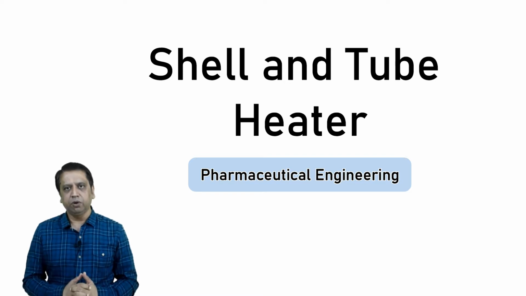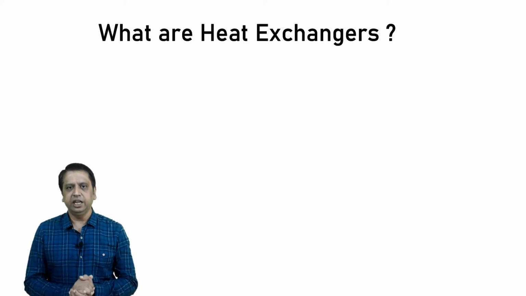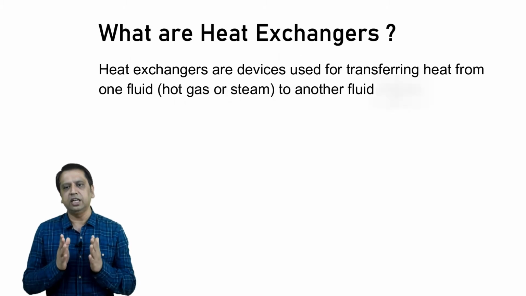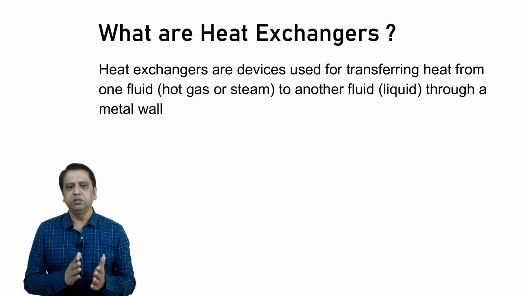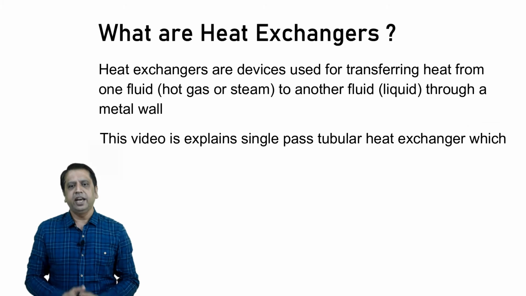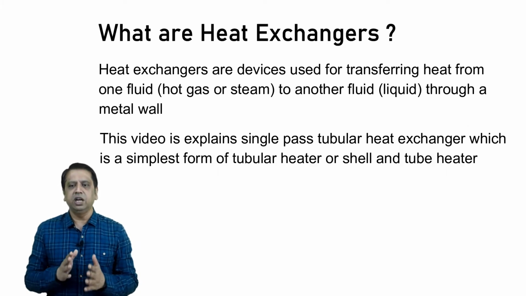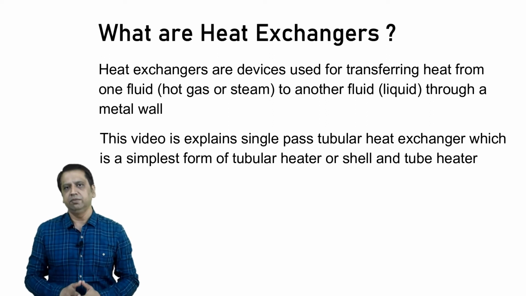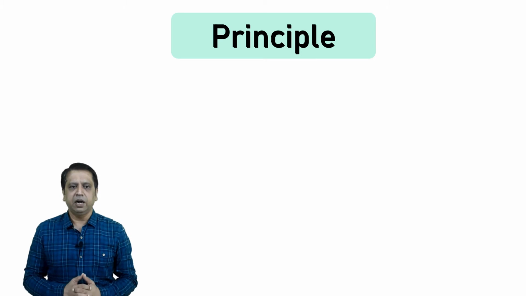This is another very important topic in heat transfer. So without wasting our time, let's start. First of all, what are these heat exchangers? These heat exchangers are basically devices used for transferring heat from one fluid, which may be a hot gas or steam, to another liquid through a metal wall. And this video explains the single pass tubular heat exchanger, which is the simplest form of the tubular heater or shell and tube heater. So first of all, its principle.